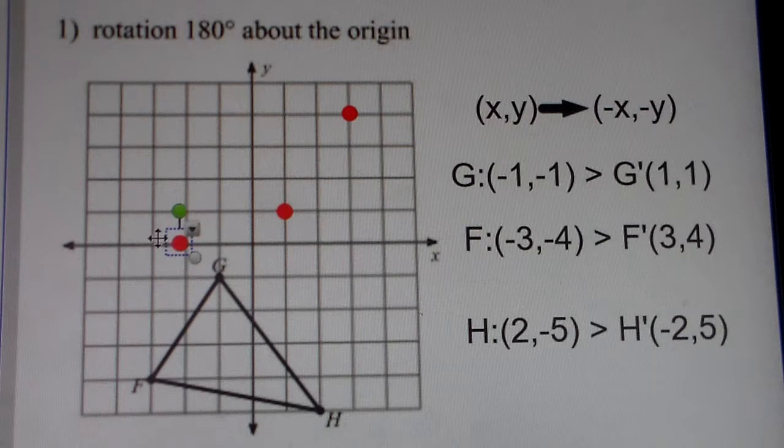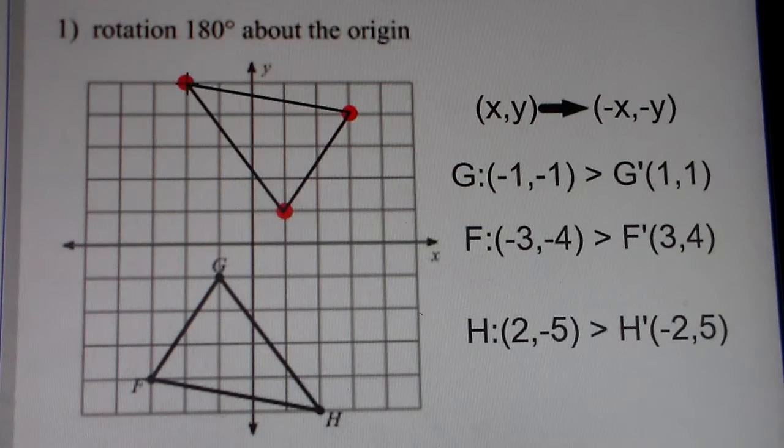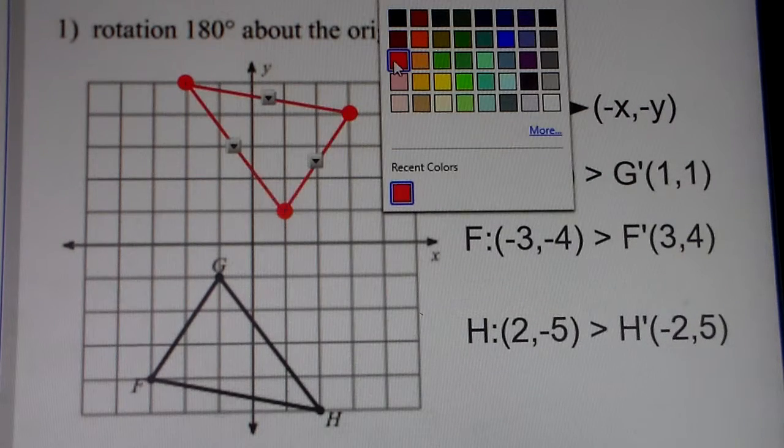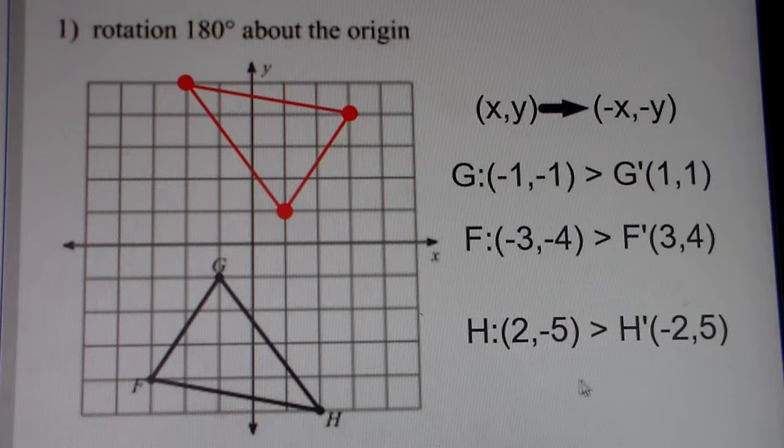So 2 to the left, 1, 2, 3, 4, 5 up. Now once you have those 3 points, you connect them. And you have yourself a nice pretty triangle that has been rotated 180 degrees about the origin. And of course you have to label them A prime, B prime, G prime, H prime, and F prime. And that's how you rotate it.